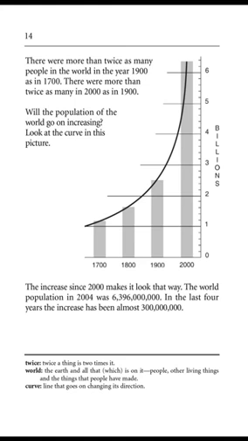Page 14. There were more than twice as many people in the world in the year 1900 as in 1700. There were more than twice as many in 2000 as in 1900. Will the population of the world go on increasing? Look at the curve in this picture. The increase since 2000 makes it look that way. The world population in 2004 was 6,396,000,000. In the last 4 years, the increase has been almost 300 million.